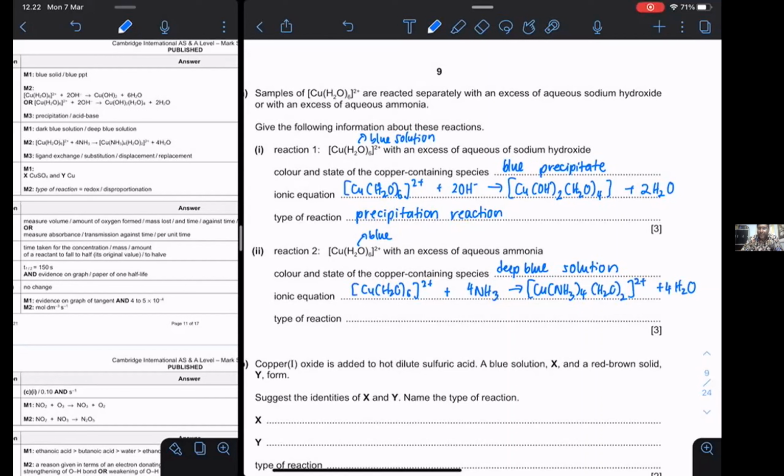So this one is a deep blue solution. So if you want to write the type of reaction, it's going to be a ligand exchange. Yeah, so you're exchanging the ligand with the water ligand. So you are going to just write down ligand exchange, and that is okay already.